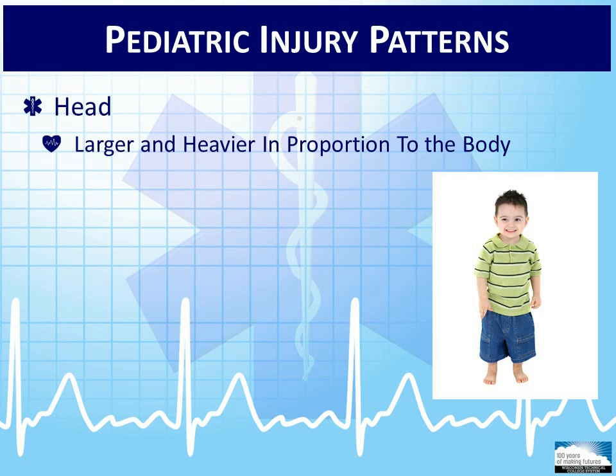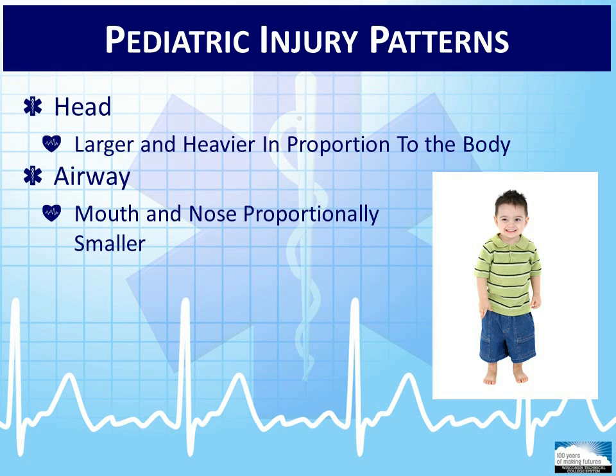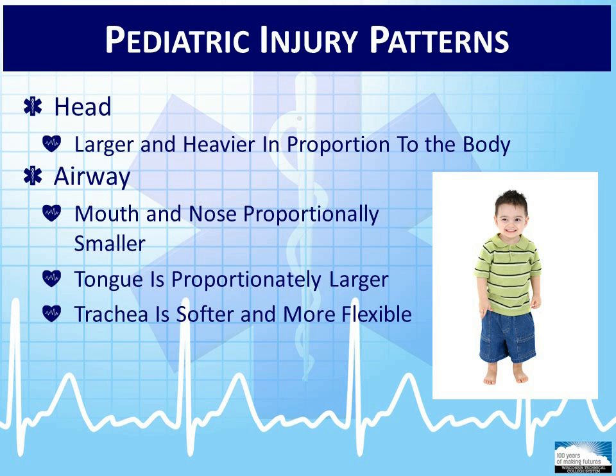Placing a small towel behind the shoulder blades prior to spinal mobilization can help maintain the airway in a neutral position for the pediatric patient. Airway structures are smaller in a pediatric patient, and the mouth and nose are even smaller in proportion to the entire pediatric respiratory system. The trachea is softer and more flexible than in adults, and the pediatric tongue is proportionally larger inside the mouth. All of these airway differences can result in respiratory compromise after a traumatic incident.